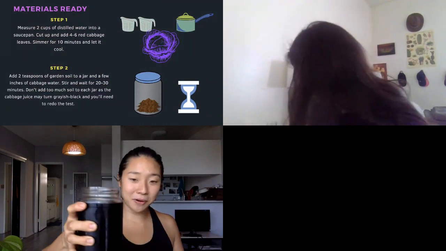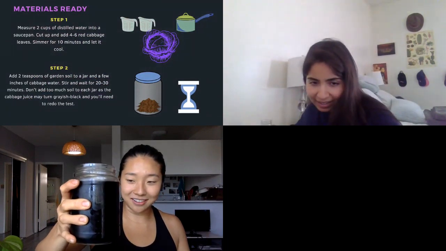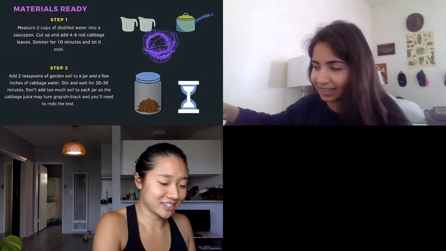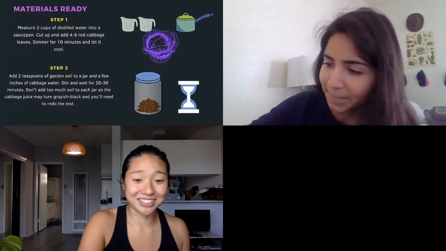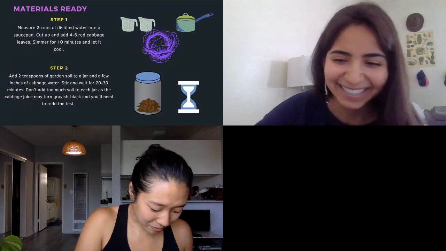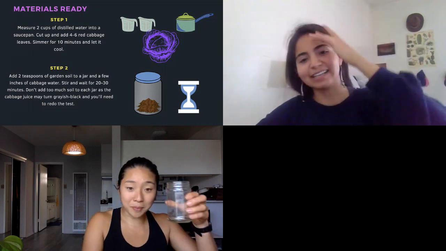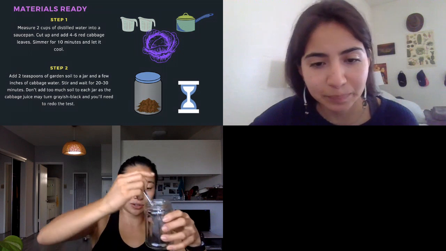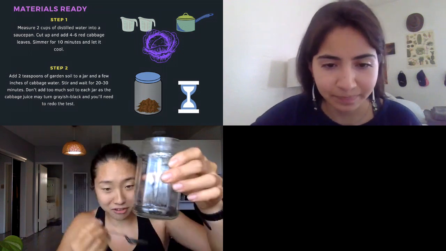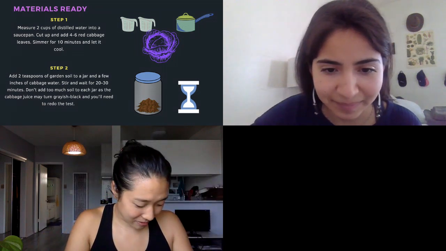So I'm gonna pour my cabbage juice. It's been in the fridge for like 2 days and it smells so strongly of cabbage. But before I do that, actually, I'm gonna put a couple spoonfuls of soil. And this is just from my favorite potted plant outside. Maybe I'll do 1 more spoonful.